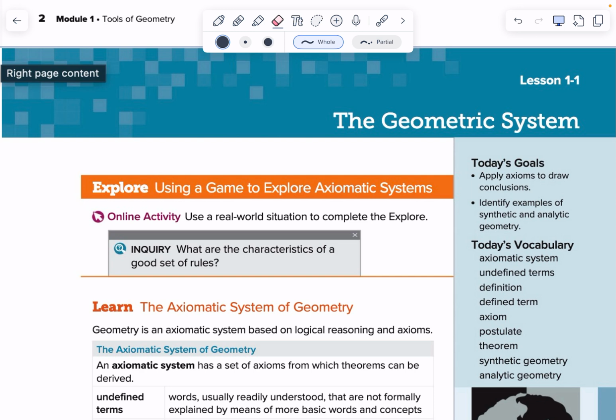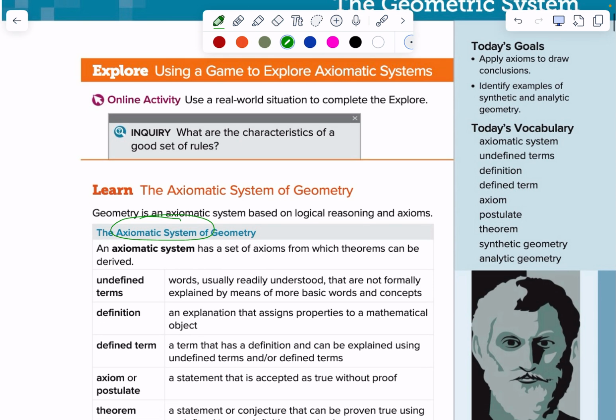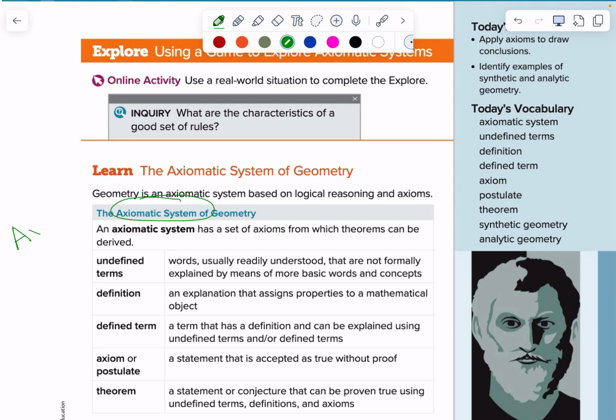The geometric system. We're going to start down here where they say axiomatic geometry. That's kind of a fancy word, axiomatic geometry. That is based on the root word axiom. And axioms are like facts. And then also things that are facts are like theorems. Have you heard of a theorem before? Or a postulate? You guys can write this stuff down if you want. Theorems and postulates.